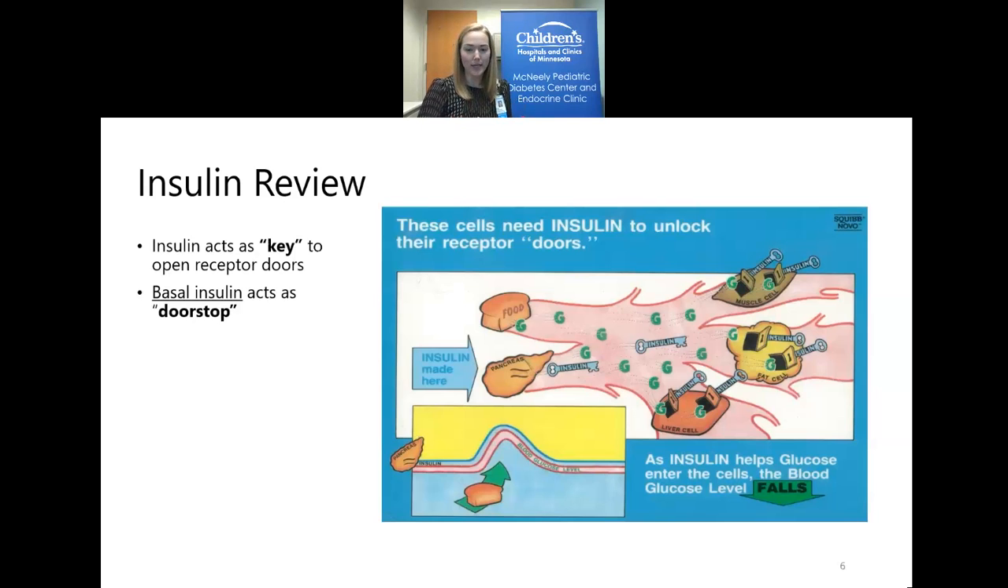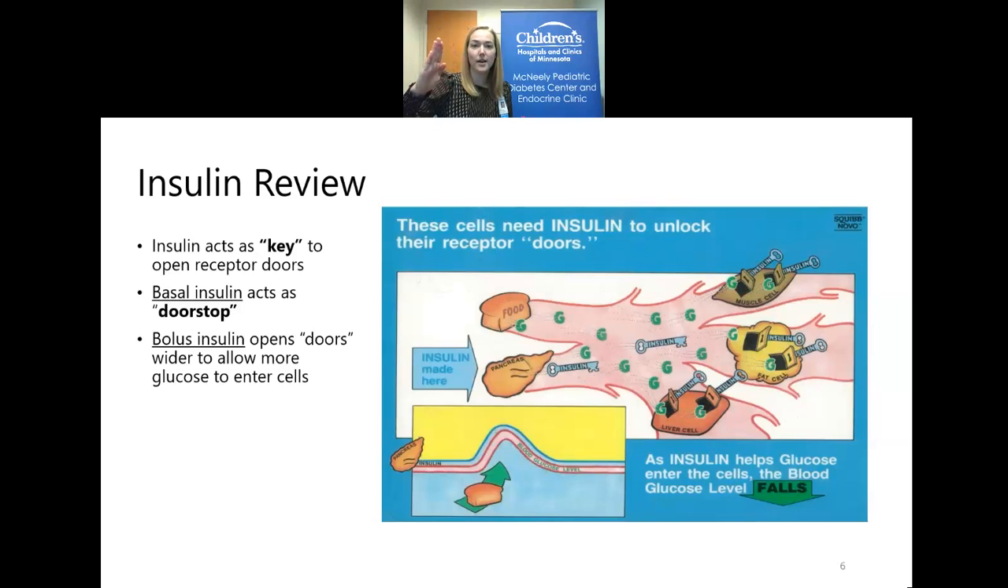It is a doorstop. Our bolus insulin opens that door a little bit wider to let higher glucose stores get into the cells. And so that's when we are eating, or if our blood sugar is just higher than we want it, we'll give bolus insulin to open that door wider, let more glucose into the cell.